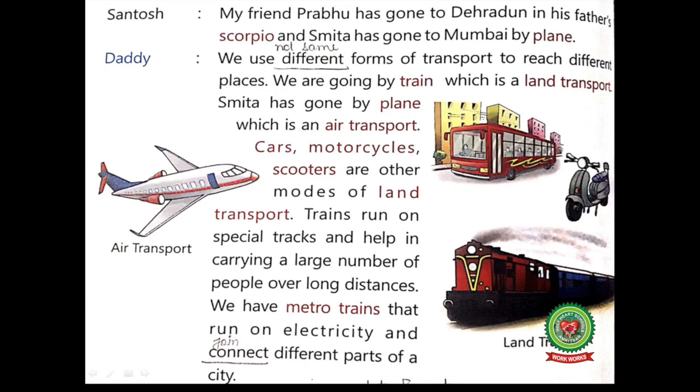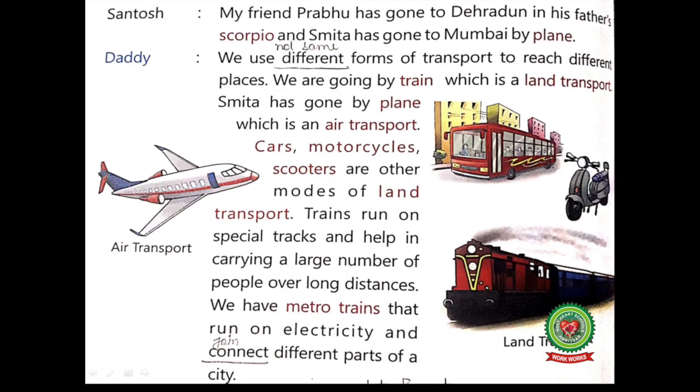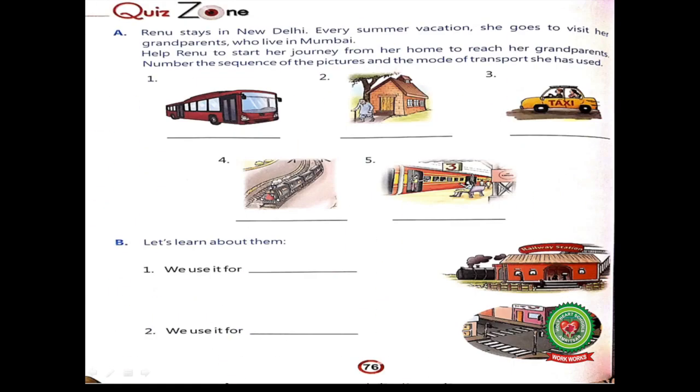Students, I had already discussed, we see metro trains in big cities. It runs on electricity and it connects different parts of a city. So students, today I have read page 74. So your homework is to read page 74 again and do exercise A and B of quiz zone by yourself.